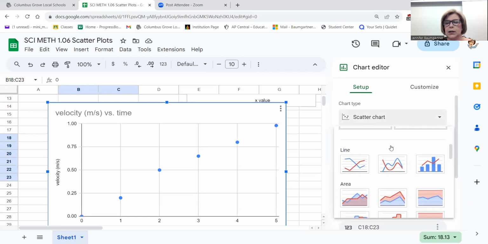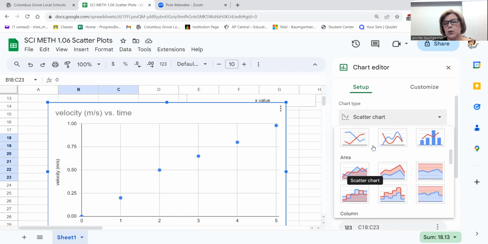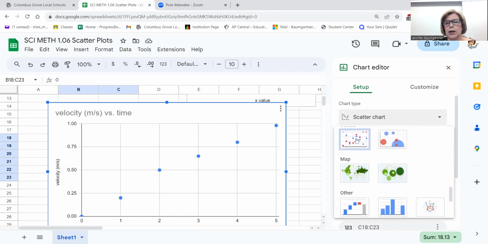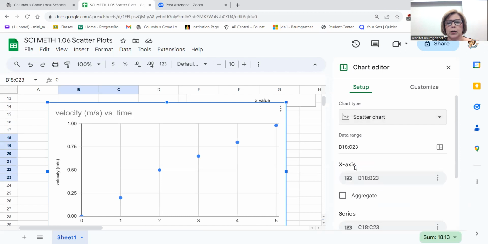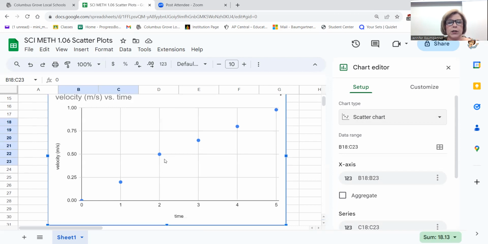But if it didn't, it was under suggested, but even if it wasn't suggested, you can scroll down and there is a graph that says scatter, and we will want to click on that. The axes are usually pretty well applied, but you notice I don't have any kind of a line through this. Well, I have to create that.